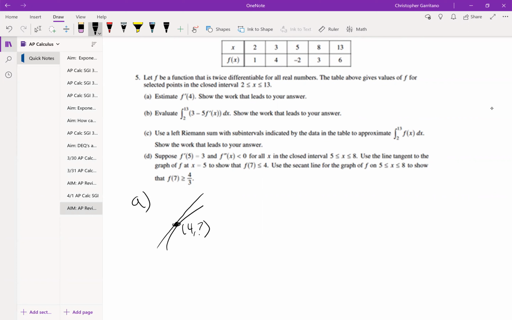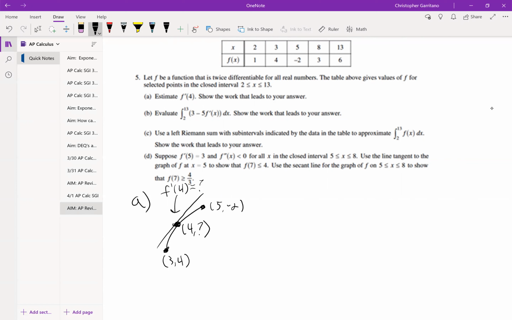We don't know the y value. f prime of 4 is the slope of this line. Well, I don't have enough information to get the exact value. So what I'm going to do instead is choose a nearby secant line. Well, the closest secant line that I can find is, well, I have the points (3, 4) and (5, -2), right? I'm taking that directly from the table.